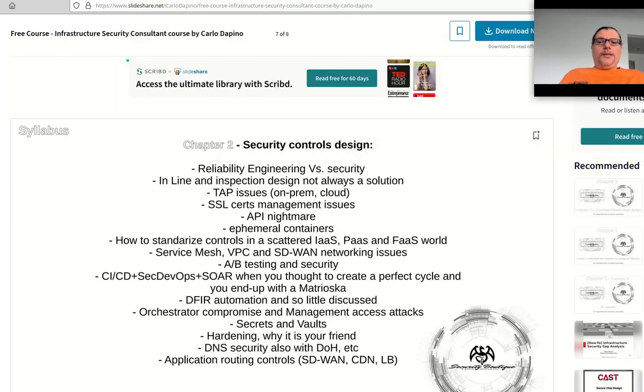Last time we have been talking about Service Mesh, VPC, and SD-WAN. We are finally at A/B testing and security. So right now this lesson is going to be focused on A/B testing. Now, what is A/B testing?